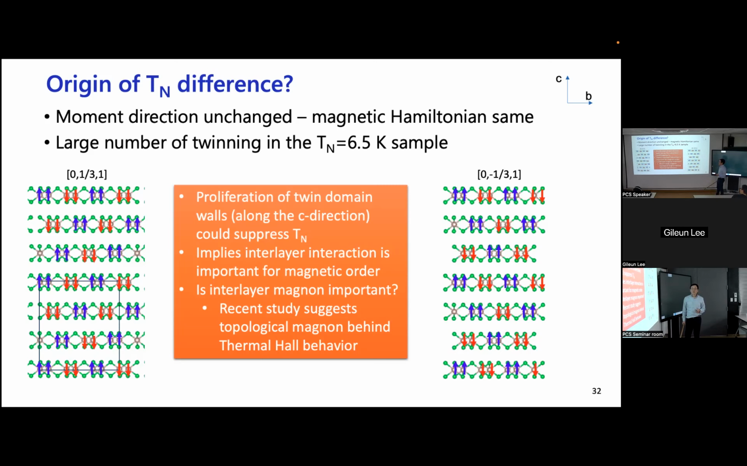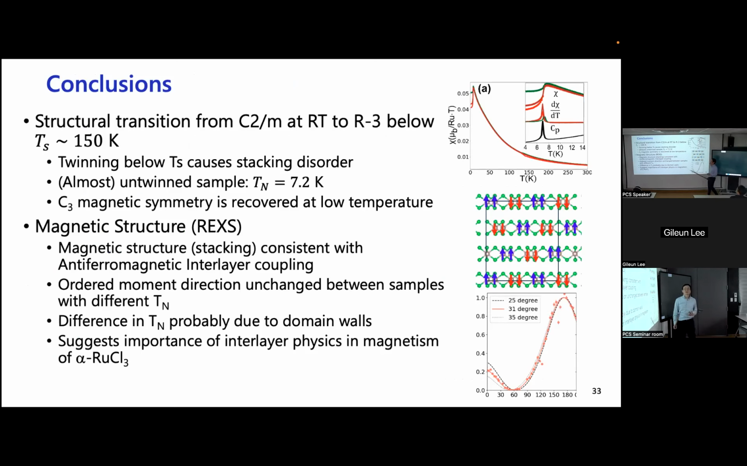And interlayer coupling is important. Then the question is, is the interlayer magnon important? Because a recent study suggested this interesting half quantized thermal Hall effect may be due to topological magnons instead of Majorana fermions. So clearly the magnetic structure and the magnetic interaction between interlayers will be important for these kinds of things. So I'll stop here. This is a basic summary of what I have talked about.